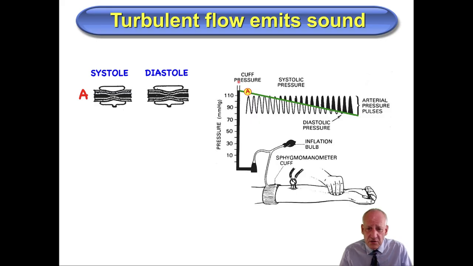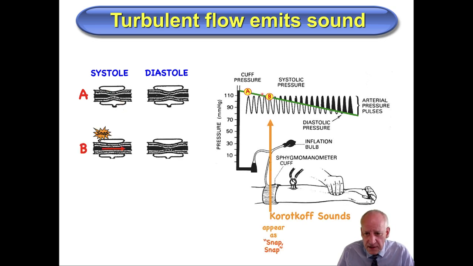We call this extravascular compression. And if the extravascular compression exceeds the arterial pressure, there will be no flow, no sound. Let's call that point A. Now the pressure in the cuff is gradually released, and as the pressure in the cuff drops, we reach a point where the cuff pressure, the extravascular compression, drops just below the pressure in the artery during systole. Let's call that point B.